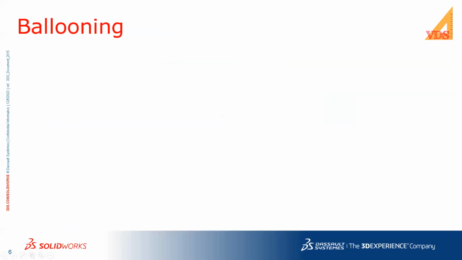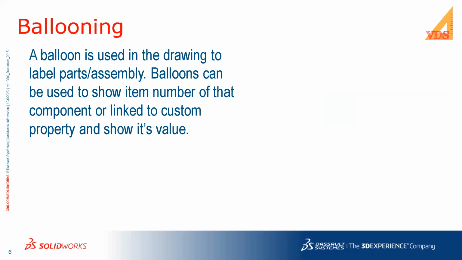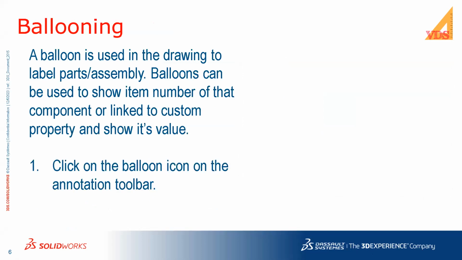So next one is ballooning. So ballooning is linked with the tables, and let's see how ballooning can help. So ballooning we use to label our parts, and we can use an item number, or we can show a particular property linked to that particular component. We can click on the balloon icon, which is there on the annotation toolbar. And if it is not available, you can always customize it and add it to your annotation toolbar. You can also insert it from the annotation menu.